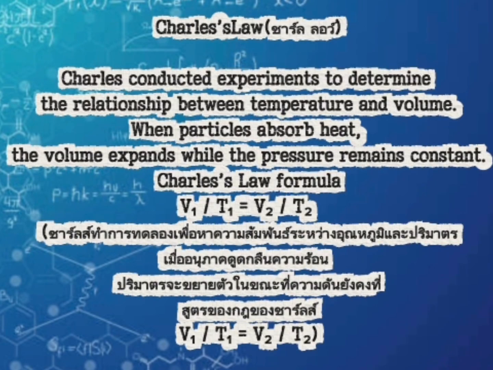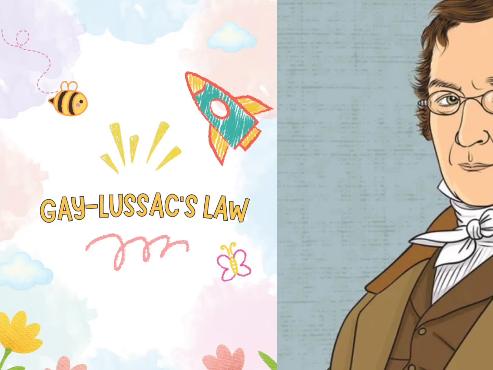Charles conducted experiments to determine the relationship between temperature and volume. When particles absorb heat, the volume expands while the pressure remains constant. Charles's Law formula: V1 over T1 equals V2 over T2.